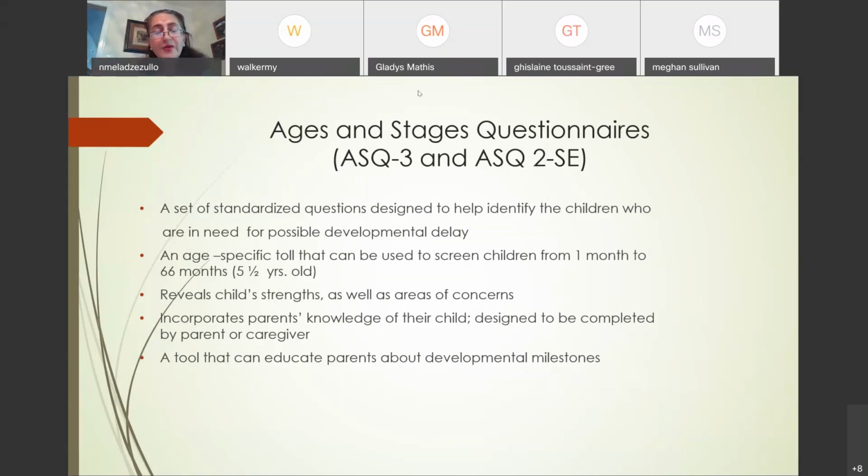So every parent can go on the ASQsages.com website, and they can pull the questionnaire themselves based on their child's age group, and then they can even do this questionnaire by themselves and see if they think the child needs additional support and referral from the experts.